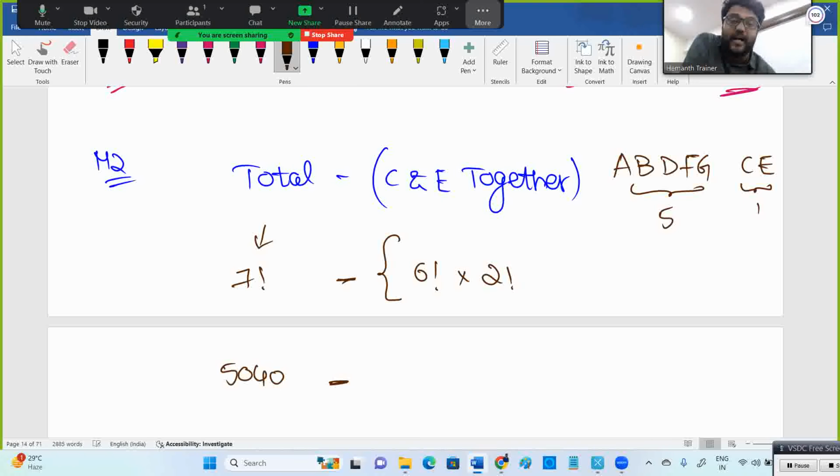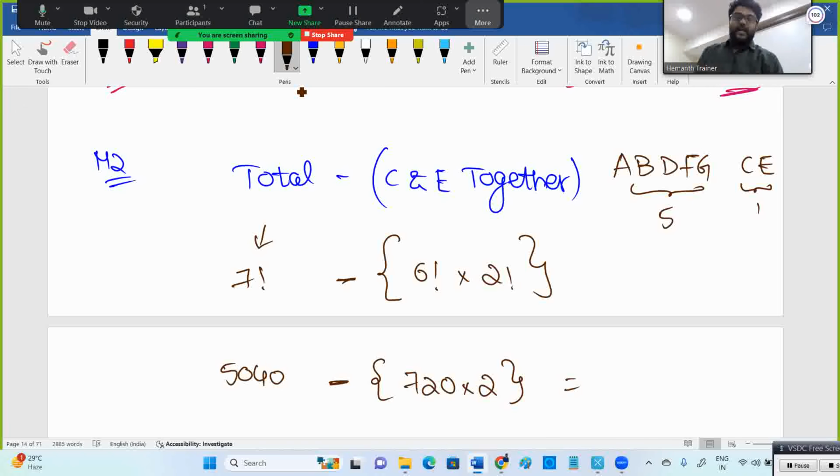It can be CE or EC. C and E internally they can sit, they are together, like a group. I haven't given the arrangement. It can be CE or EC. That's what 2 factorial indicates. 6 factorial is 720. Double is 1440. Okay, 5040 minus 1440 will give 3600.